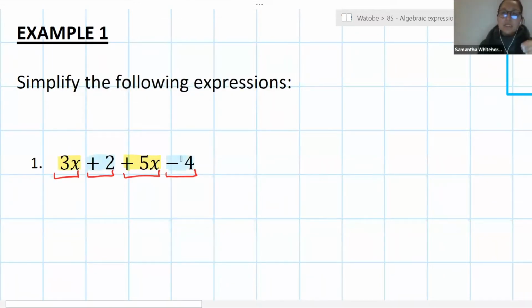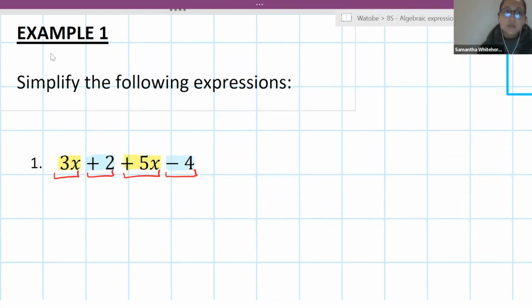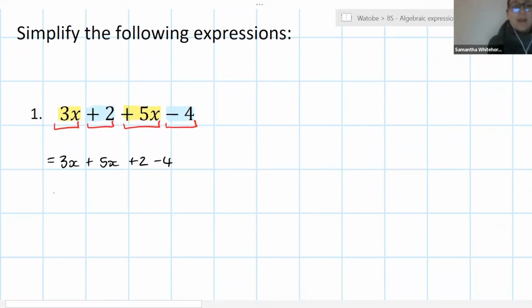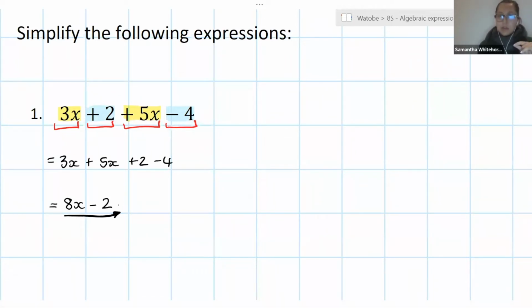What's really important is that we remember that unlike terms can't be added or subtracted from each other. So we keep them in their groups. Now, if it's helpful to you to rewrite your expression with your terms grouped together, that's absolutely fine. So if you want to write this as 3x plus 5x plus 2 minus 4, so just keeping your like terms together, that's cool. If that helps you, do it. And now we just add and subtract. So 3x plus 5x is 8x, and positive 2 minus 4 is a negative 2. Those aren't like terms, so I can't subtract the 2 from the 8x because they're not like terms. And so that is my final answer.